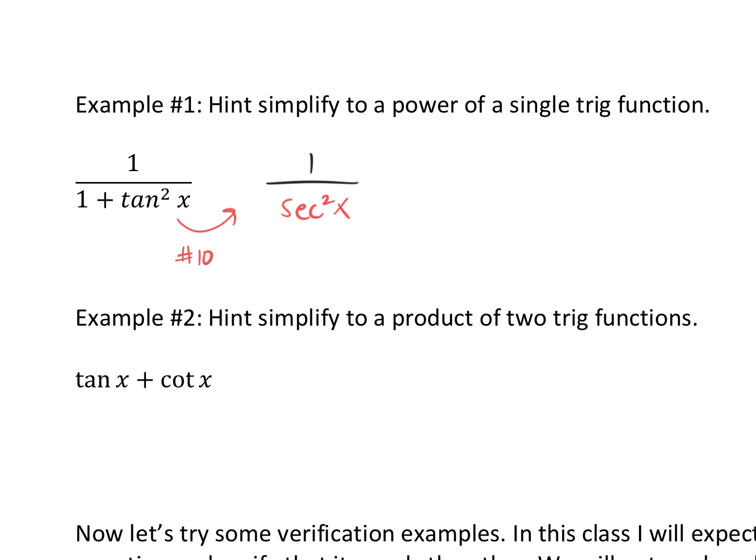So, could I rewrite 1 over secant squared of x? What's the reciprocal? Cosecant, right? So cosecant, oh no, what am I saying? It is cosine. My bad. Cosine squared of x. The reciprocal function of secant is cosine. So these two things are the exact same. We were just simplifying it into just one trig function. Does that make sense?